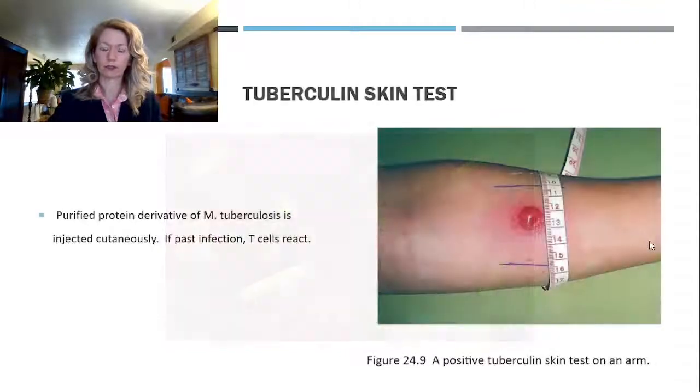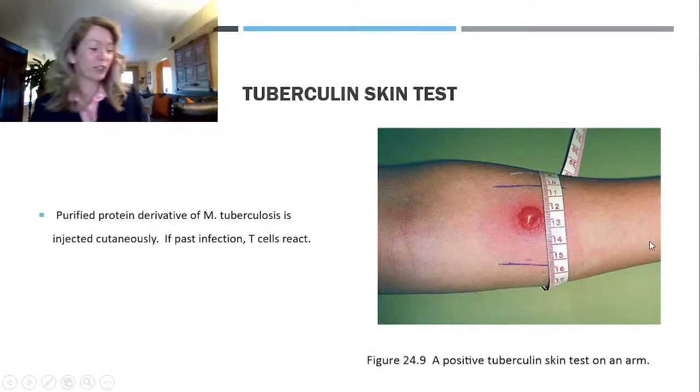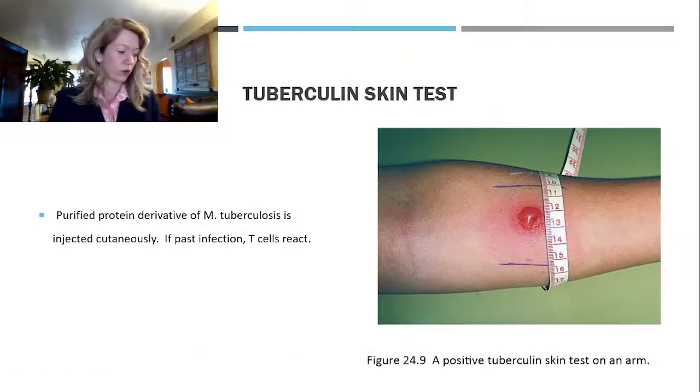Tuberculosis. For diagnosis, we have the popular tuberculin skin test, which uses a purified protein derivative of the bacterium and is injected just under the skin. If there's been a past infection, there is a cell-mediated response from the sensitized T cells and a hypersensitivity reaction occurs. A positive result is a redness around the injection site, which takes a few days to develop.